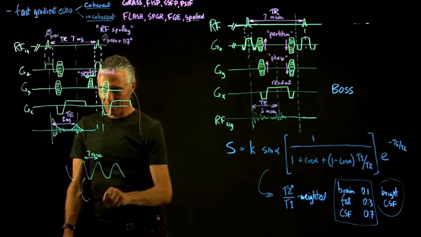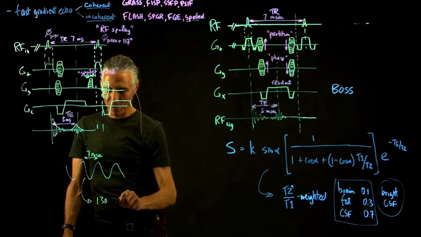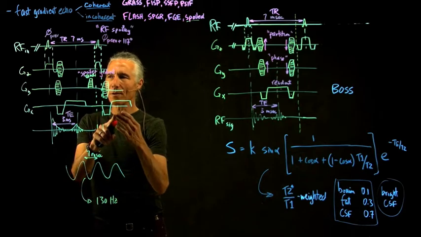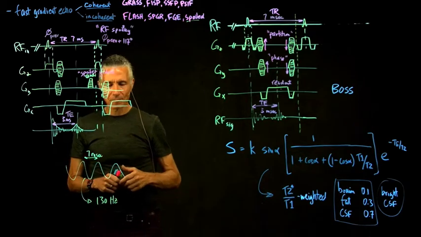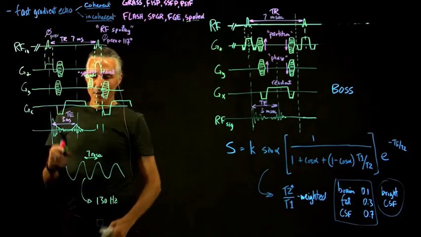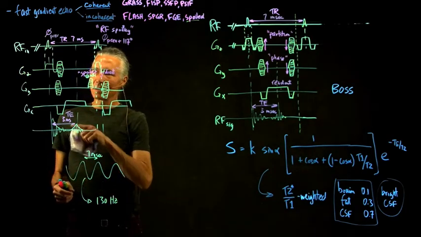So this is like 130 hertz. So you're doing 130 readouts per second. So it just makes a continuous noise. You can't hear any sort of variation in it. It's just a continuous noise.